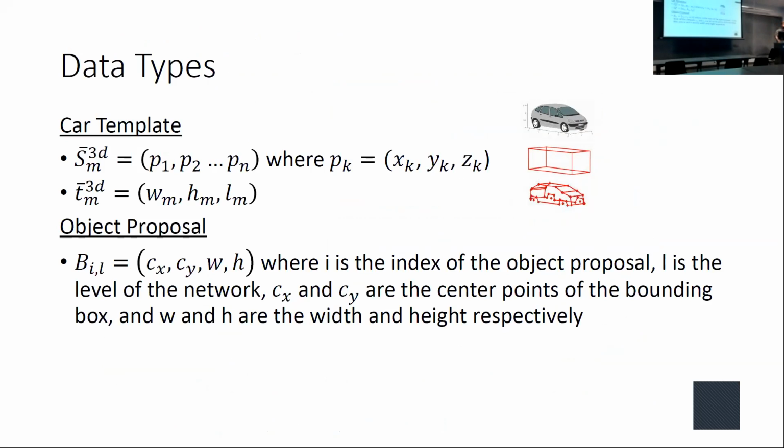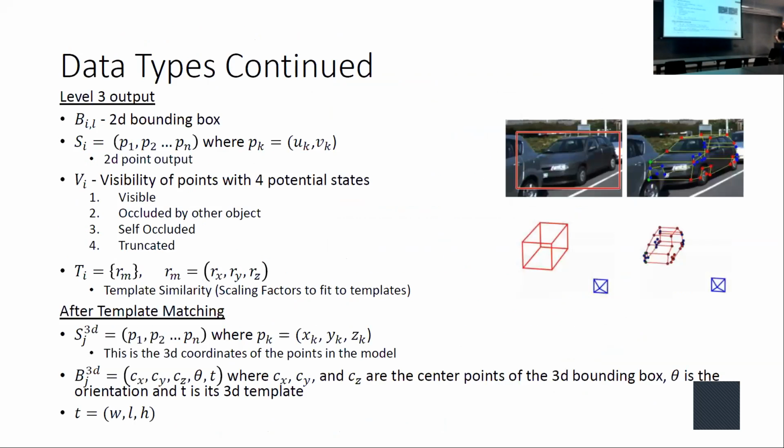Object proposals: basic bounding box, center with height. Level 3 outputs. This is where it starts to get a little bit more interesting. The level 3 output has a 2D bounding box, and fully connected layers calculate all of the points in a 2D section that were from the CAD data. They augment their training data to get this. That's covered in a later section. But we get a bunch of points with X and Y in B, and then each of these have a visibility put into them as well.